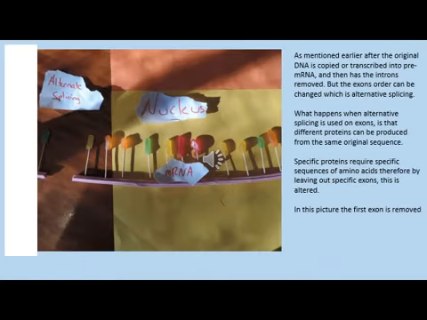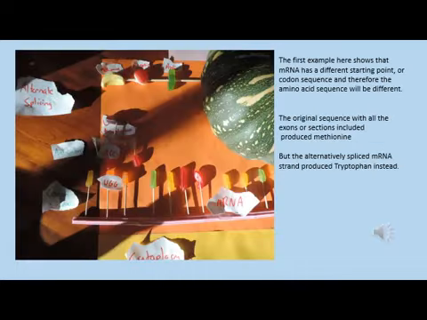So now I'll show you how, on that photo before, the same mRNA sequence ended up with 3 different protein chains or 3 different sequences of amino acids. In this first example, we're going to remove an exon from the beginning of the sequence. So this first example, when we removed an exon at the beginning of the sequence, shows that the mRNA has a different starting point or codon sequence, and therefore the amino acid sequence will be different.